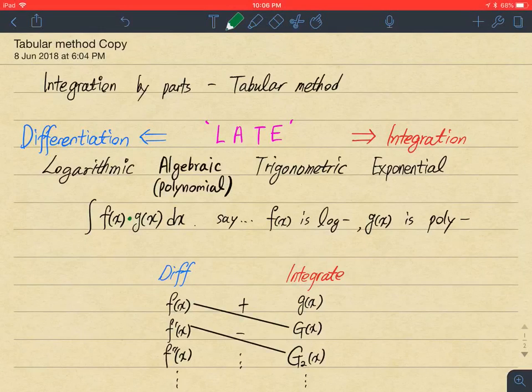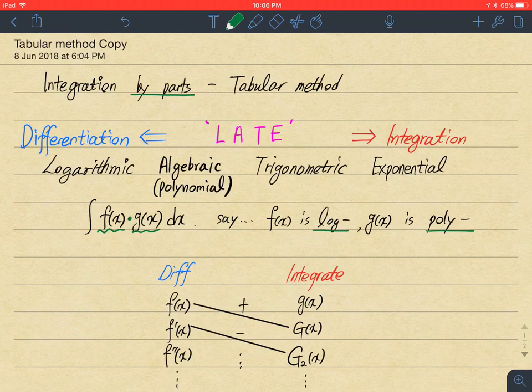In this video, we're going to learn some tips that will probably make integration problems a whole lot easier, especially when you have to deal with integration by parts problems. Most of the time, integration by parts problems consist of two different kinds of functions, such as f(x) or g(x). And let's say f(x) is a logarithmic function and g(x) is a polynomial function.